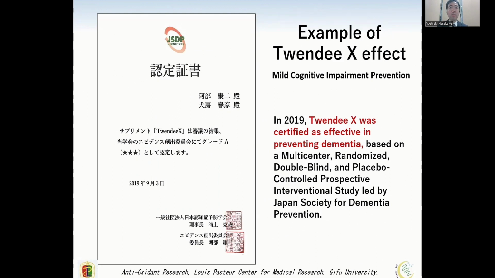As an example of 20X effectiveness, the result of this multi-center randomized, double-blind, and placebo-controlled prospective interventional study has certified that 20X is effective in preventing dementia, one of the oxidative stress diseases.